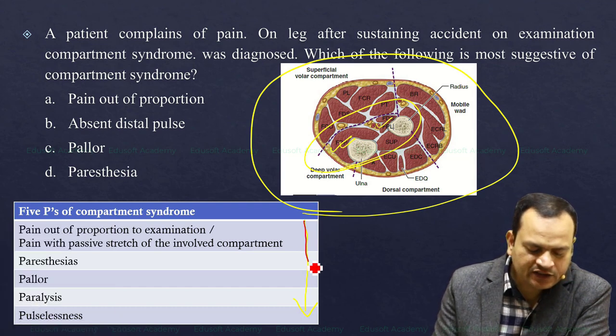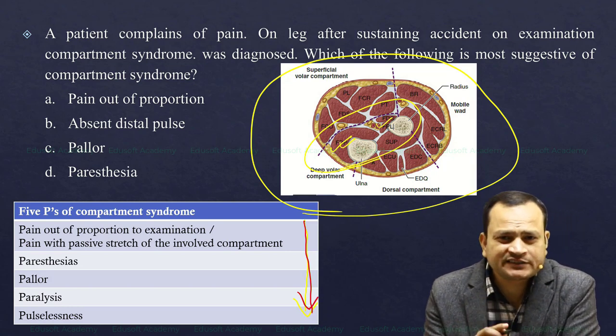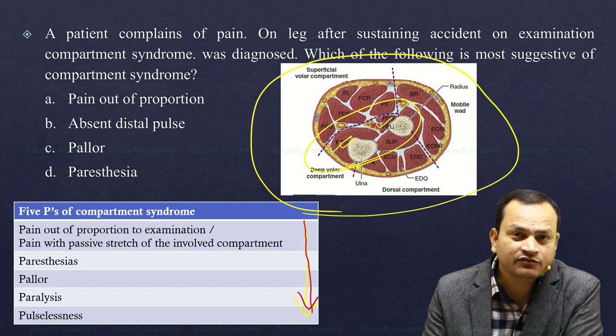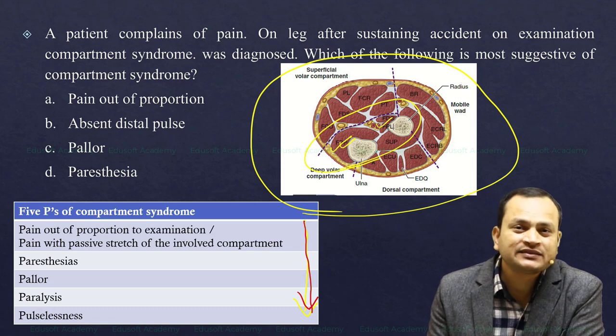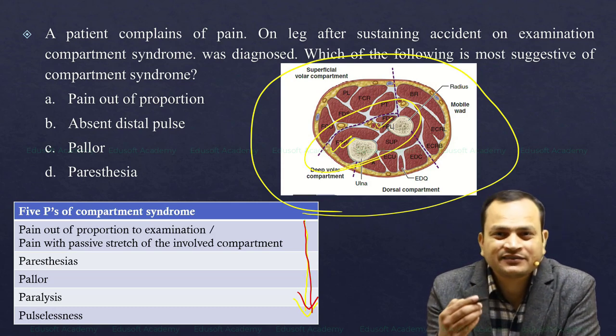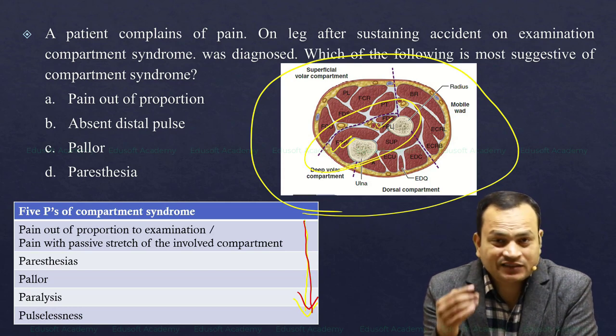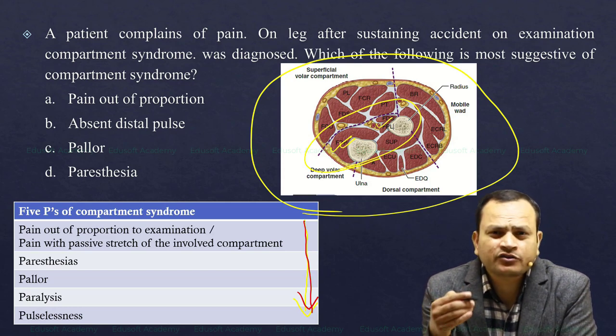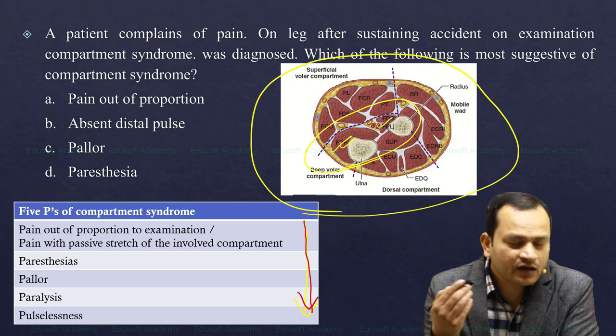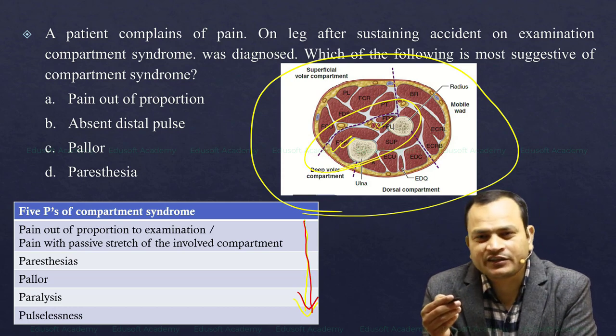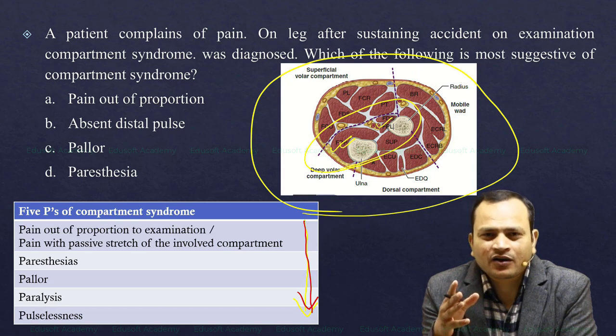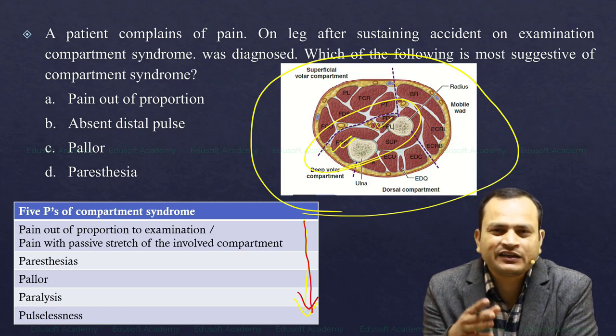So this is the sequence in which all these appear. The first sign that appears in case of compartment syndrome is pain out of proportion to examination, or the other option can be pain with passive stretch. If there is pain on passive stretch, you can suggest compartment syndrome, or if there is pain out of proportion, it can be a compartment syndrome. But in case of children, similarly, they complain of pain that is not controlled by the usual dose of analgesic.